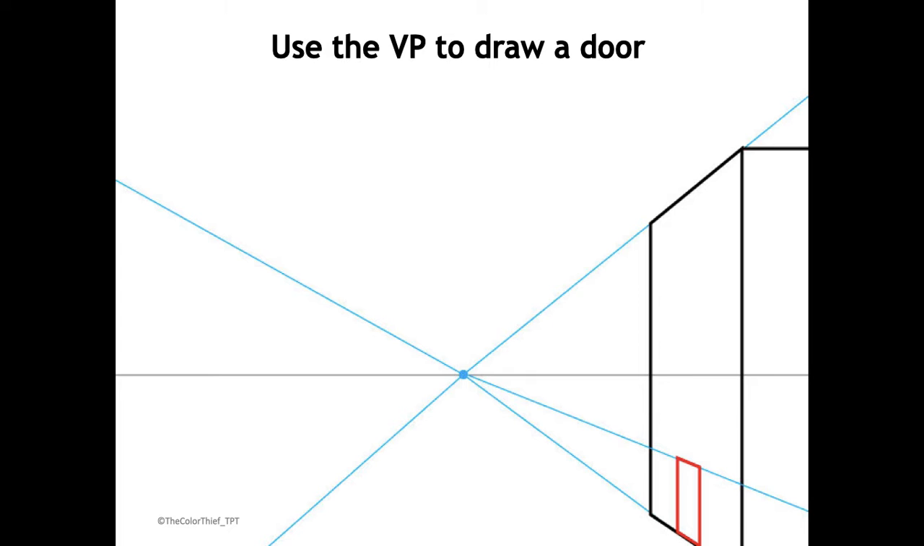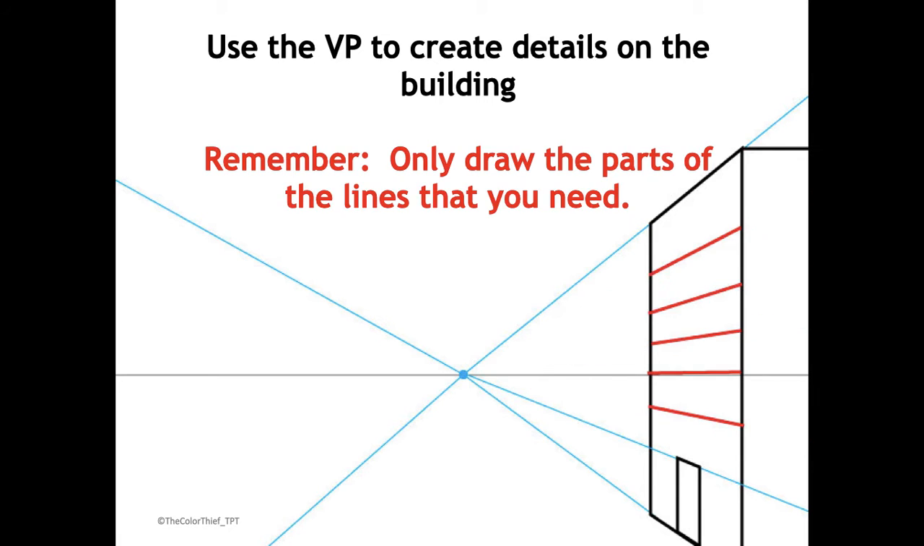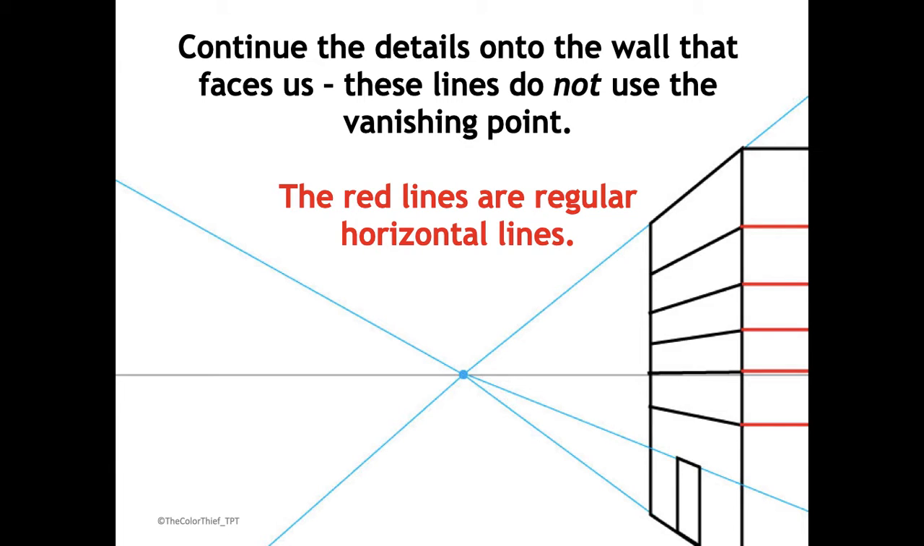Next, we're going to draw a door. The top and the bottom of your door will go to the vanishing point. The sides of your door will be straight vertical lines. You're next going to use the vanishing point to create some windows on your building. Remember, only draw the parts you need. All of these windows will go to the vanishing point. The windows that wrap around to the front side of your building will again be straight horizontal lines.